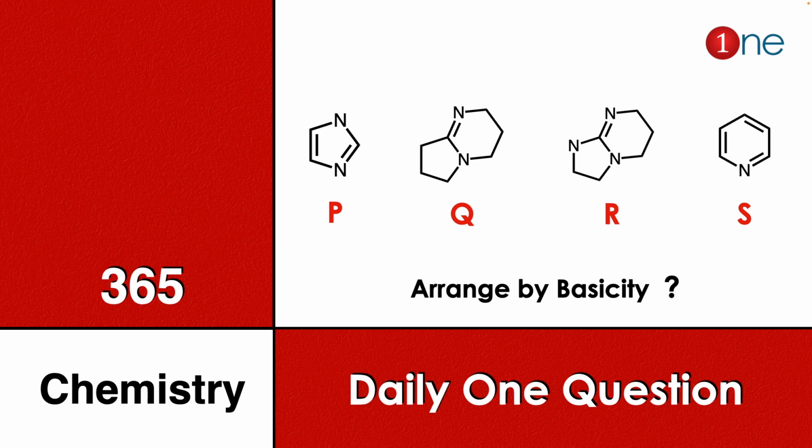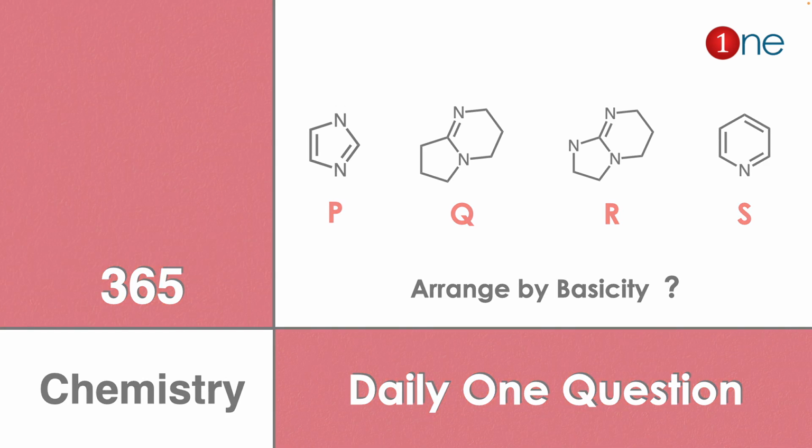Daily one question for you. Here four different heterocyclic compounds are given. You have to arrange these compounds by their basicity. P is an imidazole architecture. Q is a 5-member and 6-member ring with nitrogens in conjugation. R is with 3 nitrogens in conjugation. And S is just pyridine. You have to arrange these four based on the availability of the lone pair and hence basicity.